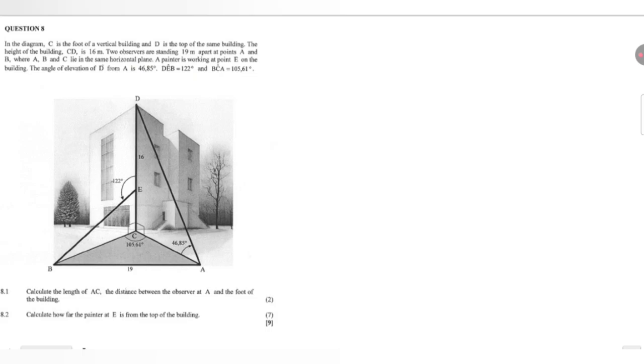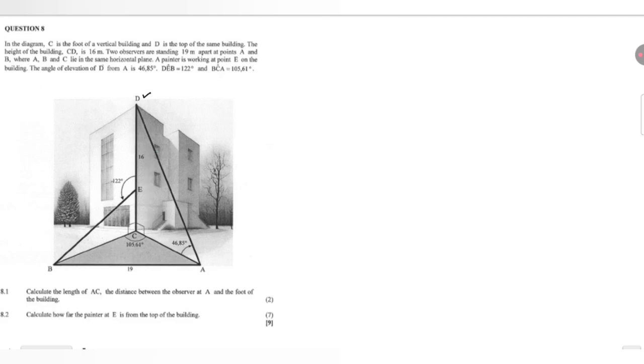Let's read the question. In the diagram, C is the foot of the vertical building. You can see that C is the foot of the building. And D is the top of the building, that you can see here. The height of the building CD is given as 16. So this 16 is from C to D. Don't think that 16 is from E to D. It is C to D.